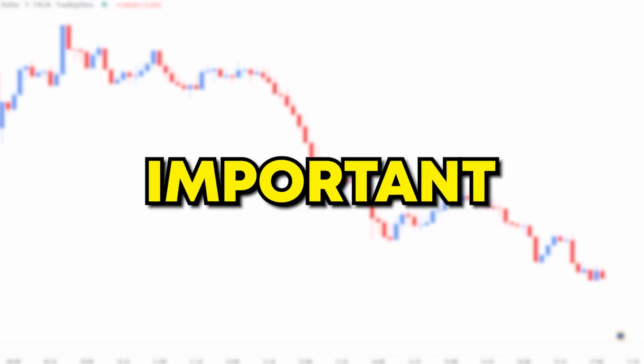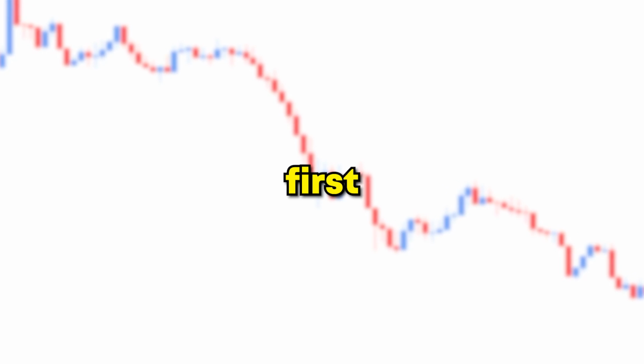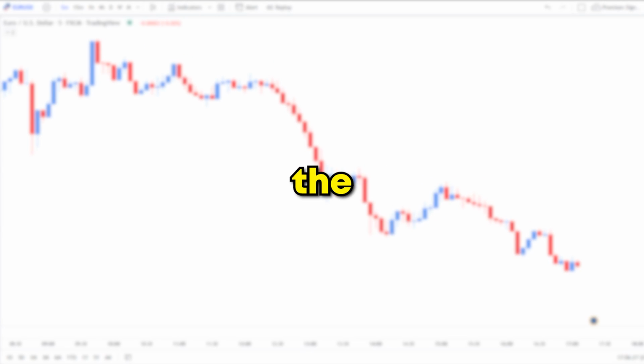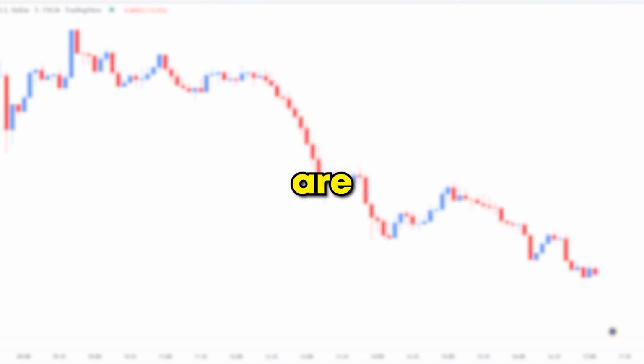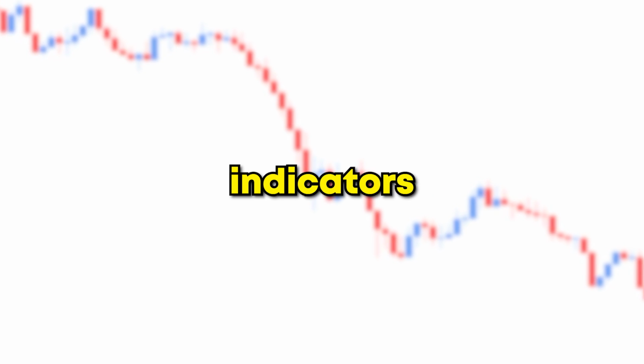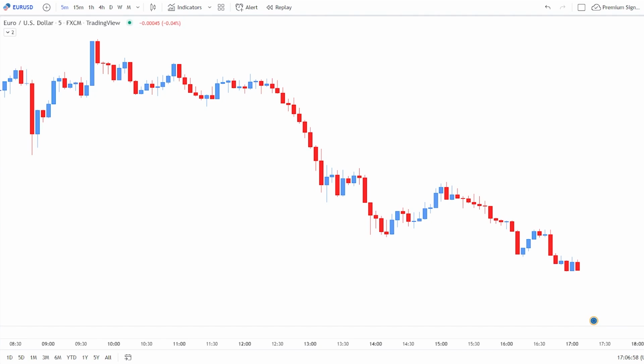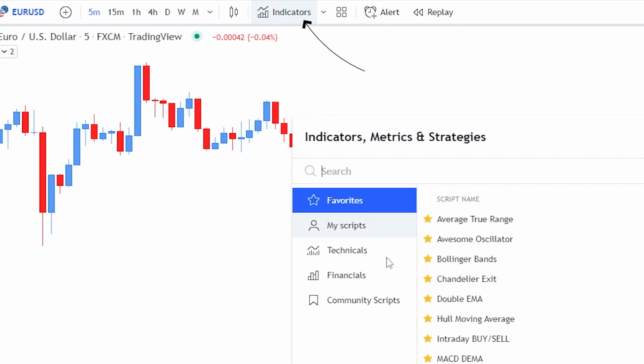Let's get the most important thing out of the way first. In order to backtest the strategy with a win rate of 100%, we are going to need to add a few indicators to work with. So guys, sleeves up, buckle in, and let's start by opening the trading platform and navigating to the indicator section.